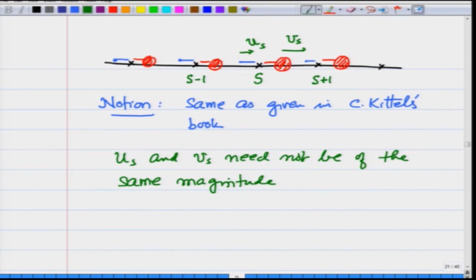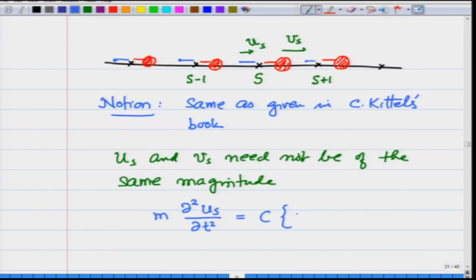Let us look at the blue atom, and for the blue atom the force will be m d2 u_s by dt square, and this would be given by, assuming the nearest neighbor interaction, C, where C is the coefficient of the force or the spring constant, times the blue atom in the sth site is interacting with the orange atom in its own site and the one in the previous site.